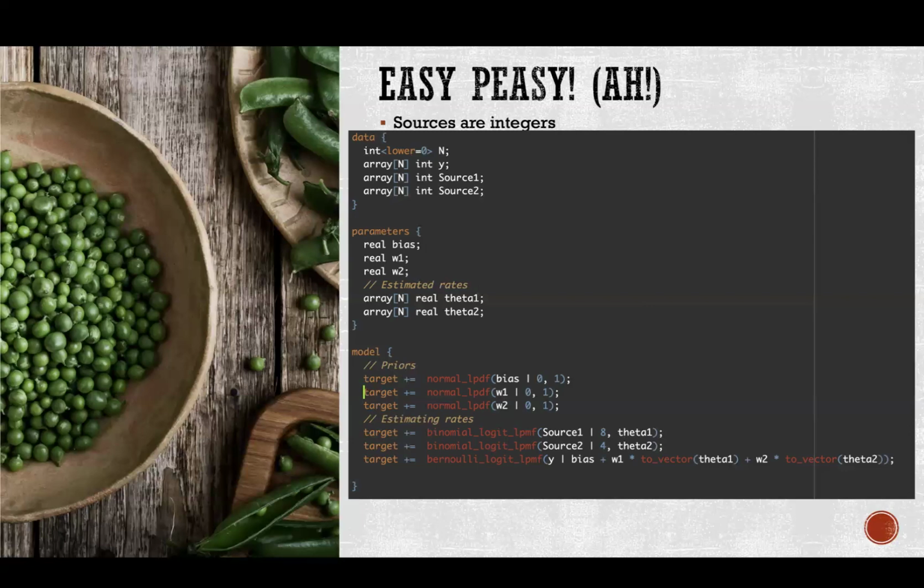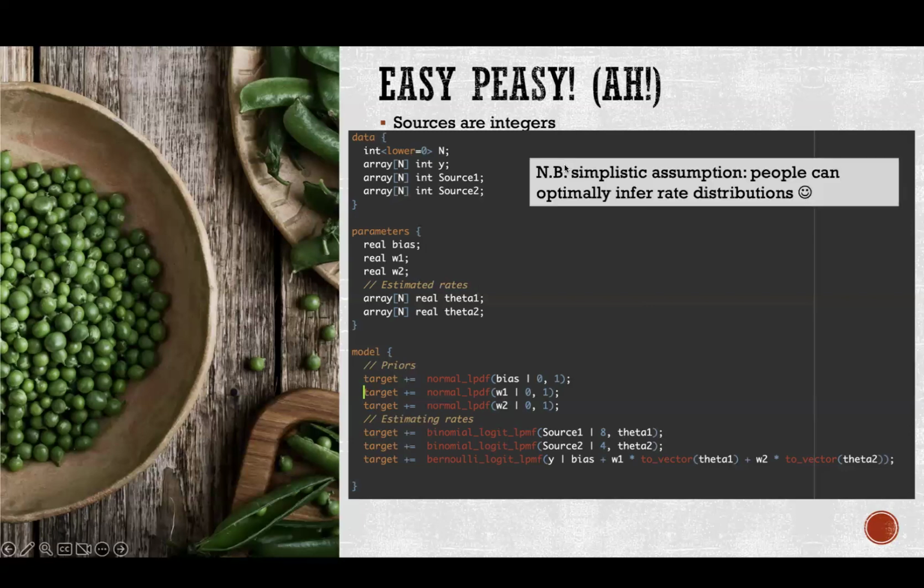Good. Now, here there is a simplistic assumption: people, or their brain, can optimally infer rate distributions. That's an assumption of the model. We could complexify the model and make it different, but we're not going to do that now.